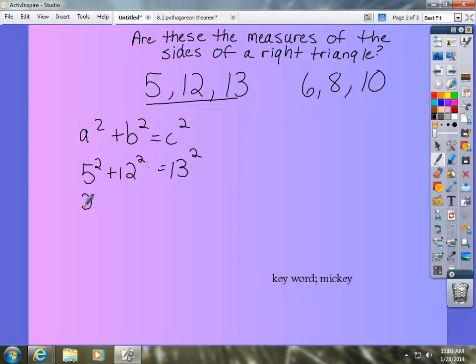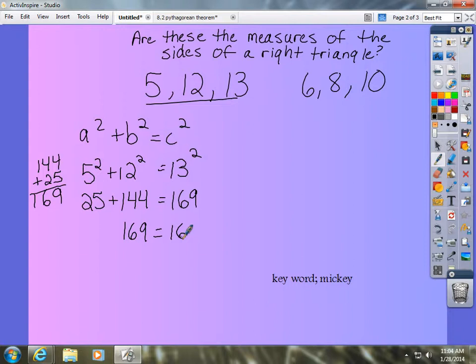5 squared is 25. 12 squared is 144. And 13 squared is 169. I have to make sure that these two equal this one. Does 144 plus 25 equal 169? Well, that's 9, that's 6, that's 1. Yes, so we have 169 equals 169. So the answer is yes. This is a right triangle.